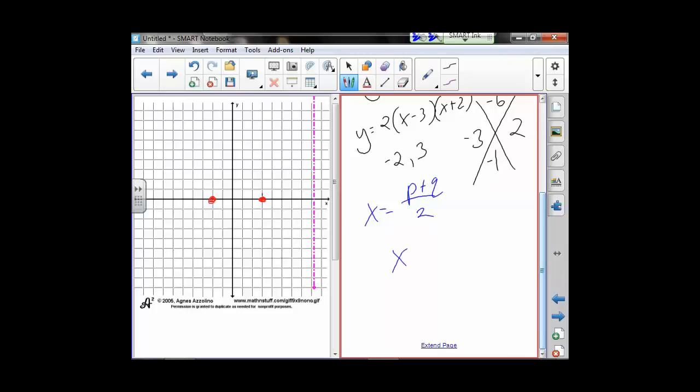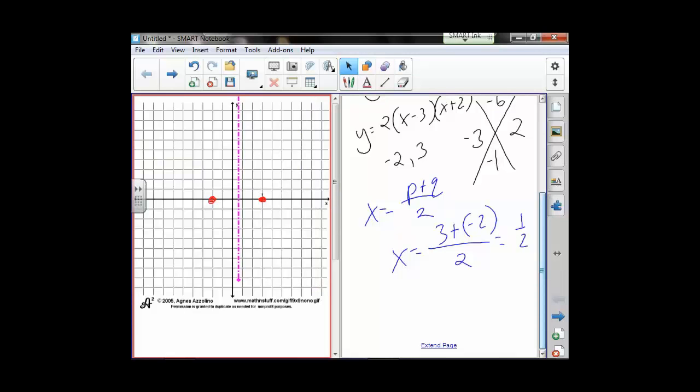In this case, we're doing x is equal to 3 plus -2 over 2, which would give us 1/2. So we would bring this over to 1/2, and that's my axis of symmetry. And then I would plug this in. I'd plug 1/2 in. Am I going too quickly?